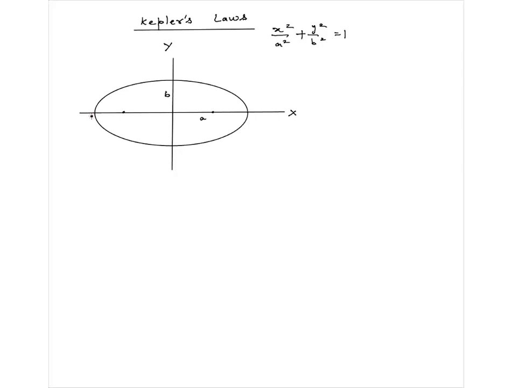This is called the major axis. This is called the minor axis. So the length of the major axis will be 2a and the length of the minor axis will be 2b. So semi-major would mean a and semi-minor would mean b.